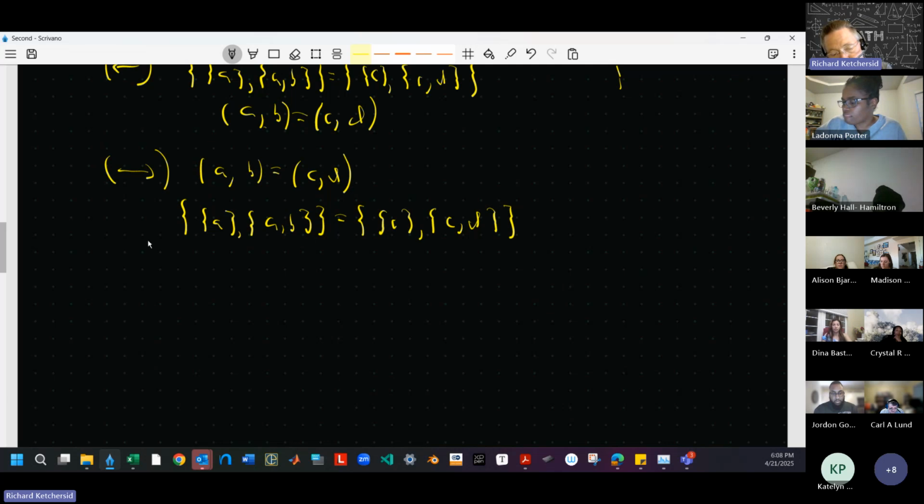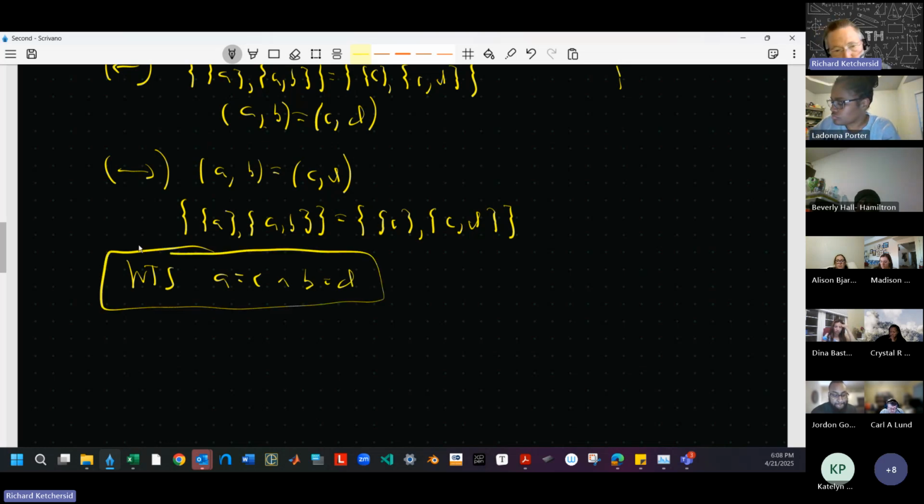Okay, so this is my assumption, right? So that's my assumption. What do I want to prove? Sometimes it's very good to just say what it is you want to show. I want to show that A equals C and B equals D, right? That's my goal here in this proof, okay?